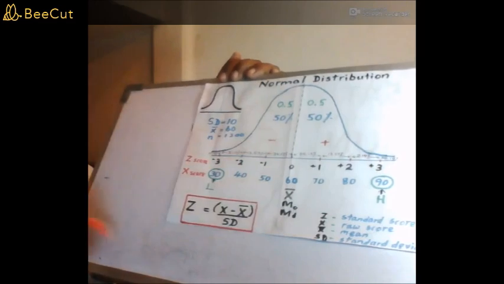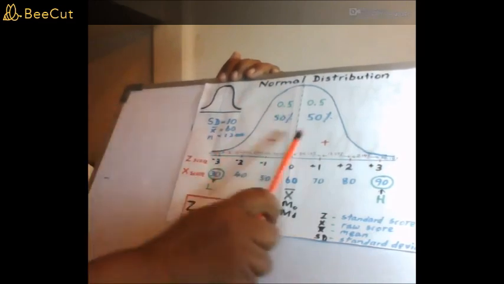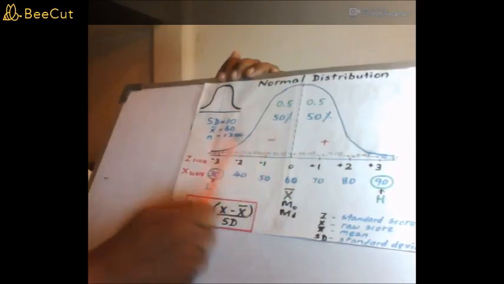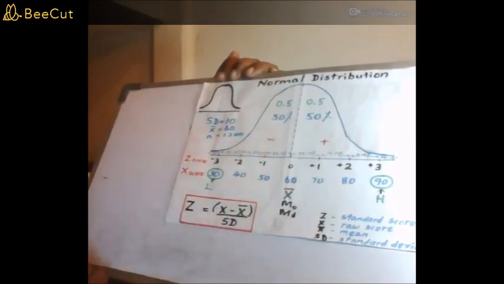If there are 1,000 students, then what? 500 students this side, 500 students this side. Right? That's symmetrical, that's why.